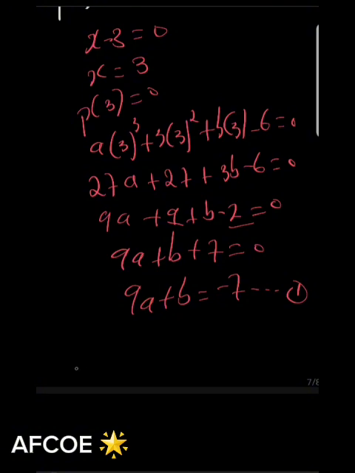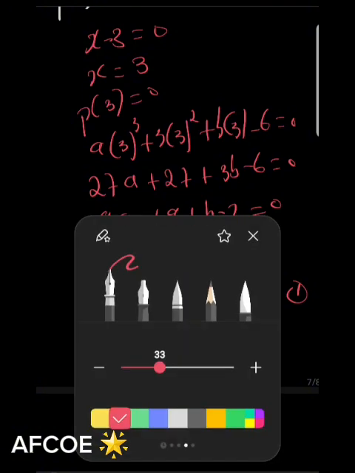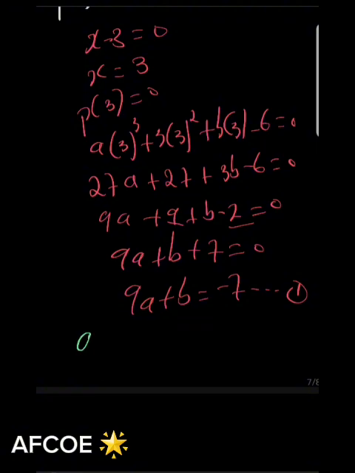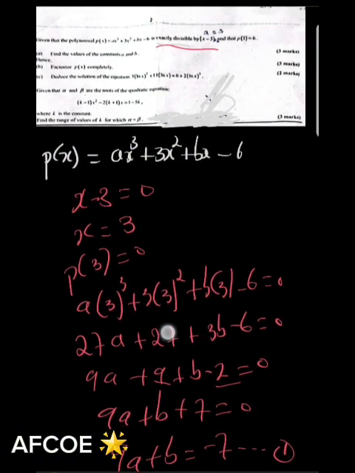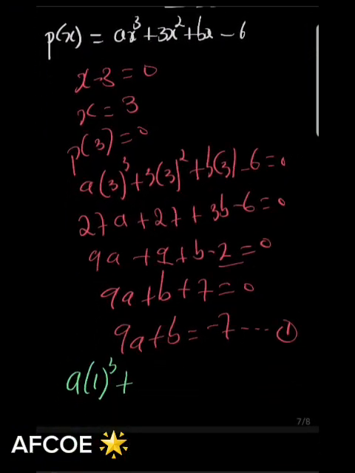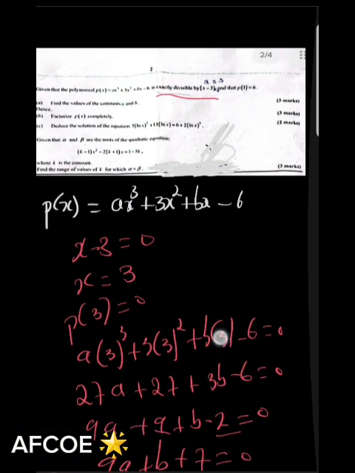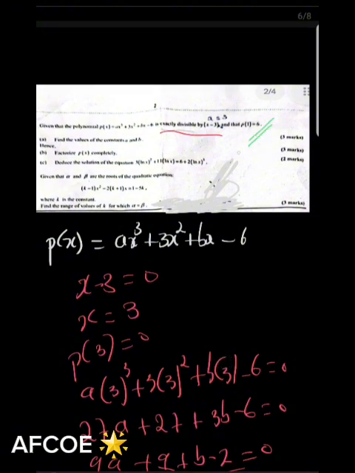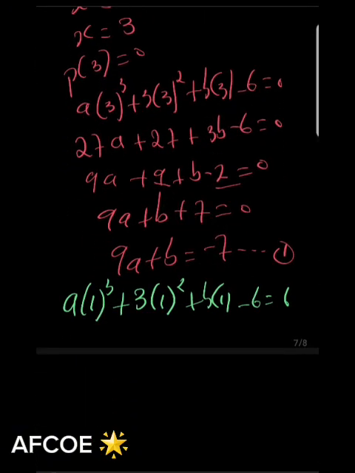So we will now be having a into 1 cubed plus 3 into 1 squared plus b into 1 minus 6 equals 6. That's what they are telling us. It's not equal to 0, it is equal to 6. So we now simplify this.